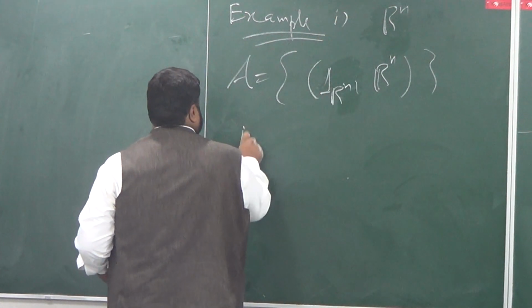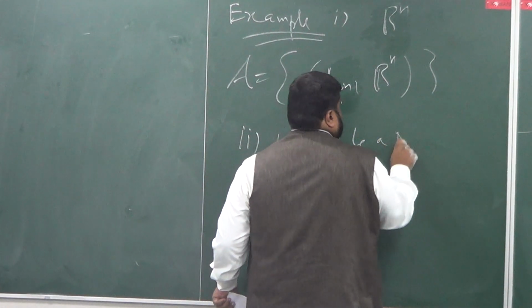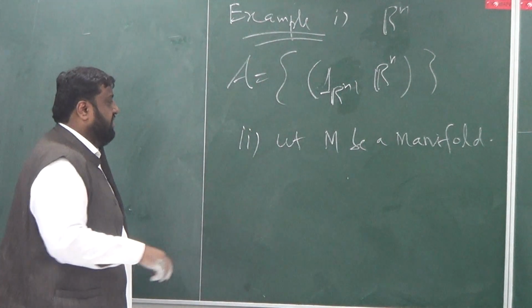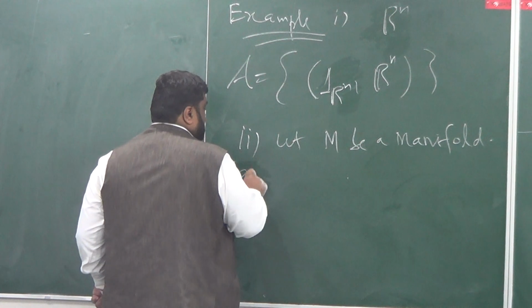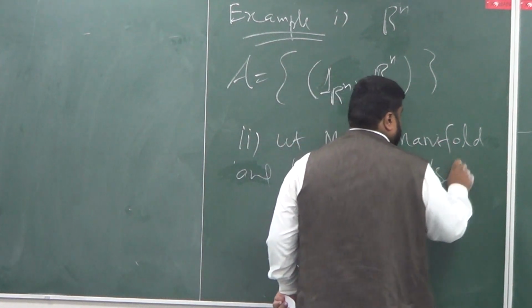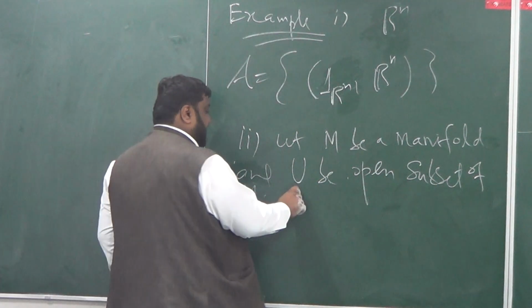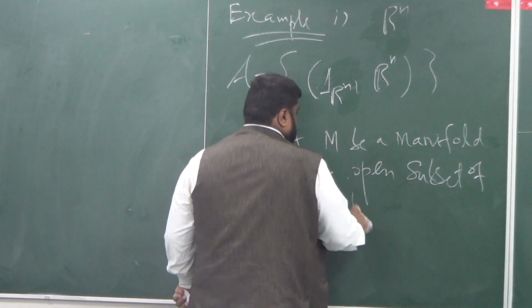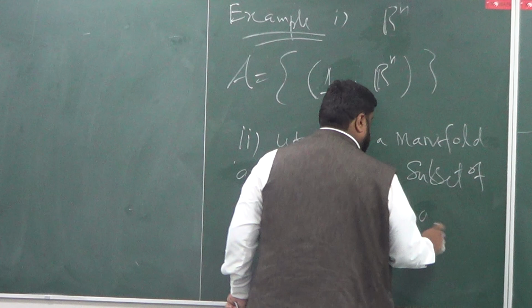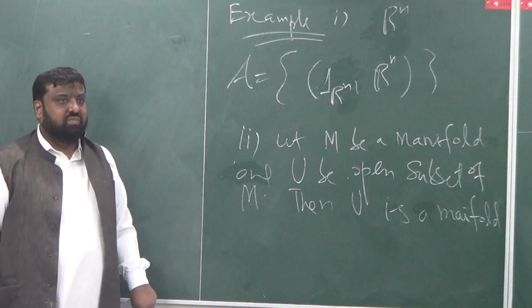So first example. Let's do the second example. Let M be a manifold in the sense that we have. Let U be an open subset of M. Then the claim is that U is also a manifold. It's basically a submanifold of a manifold. You should call it a submanifold as well.